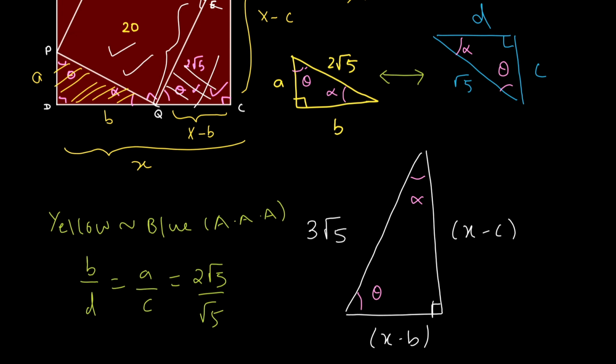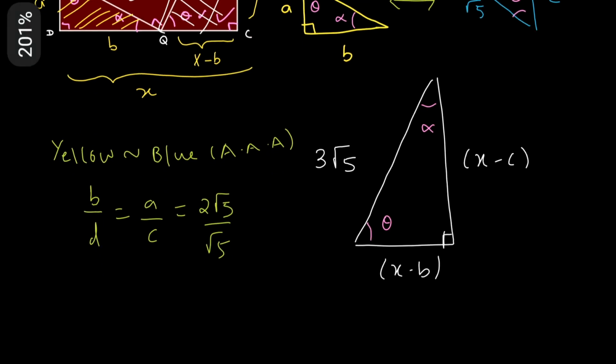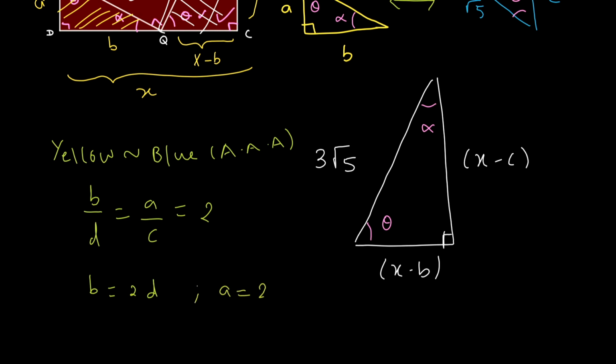Now let us play around with this equation. So first of all, we can see that over here, root 5 and root 5 got cancelled out. So what is finally remaining is equal to 2. So B upon D is also equal to 2 and A upon C is also equal to 2. So comparing these two equations simultaneously, we can get B equals 2 times D and similarly A equals 2 times C.